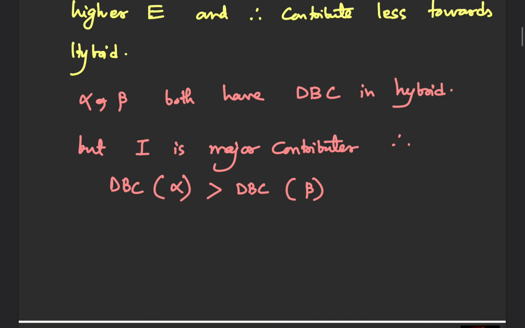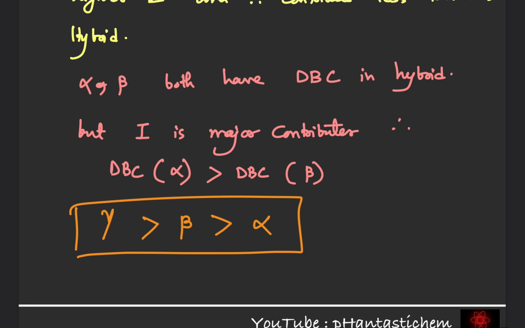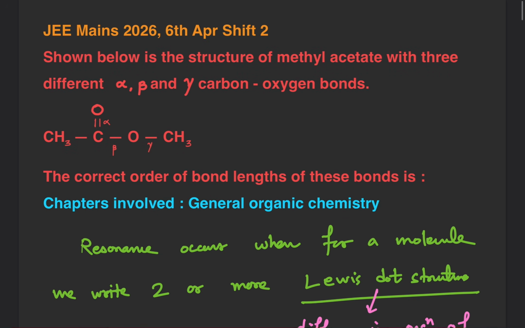Okay, so we know that if double bond character increases, the bond length decreases. Therefore gamma has the highest bond length, then we will have beta, then we will have alpha. So this is the order of the bond lengths of these bonds. Therefore the final answer is gamma greater than beta, which is greater than alpha. Okay, thank you.